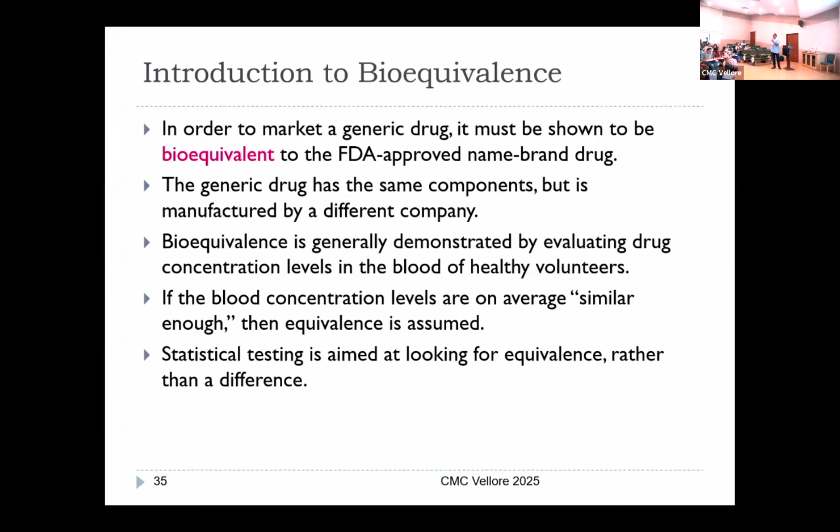Okay, in India, for example, we have a huge generic medication manufacturing industry. I think it is the largest in the world. So every company that develops one of these generics is basically doing these sorts of trials. And these are to show that it's bioequivalent. And what do we mean? That the blood concentration levels are on average similar enough. What is similar enough? Okay.